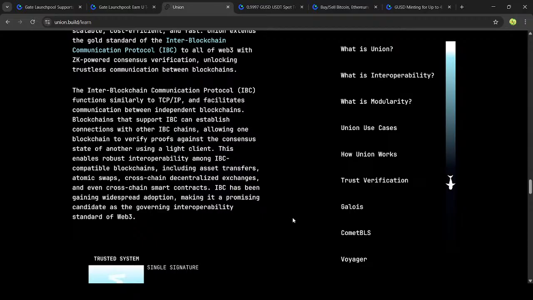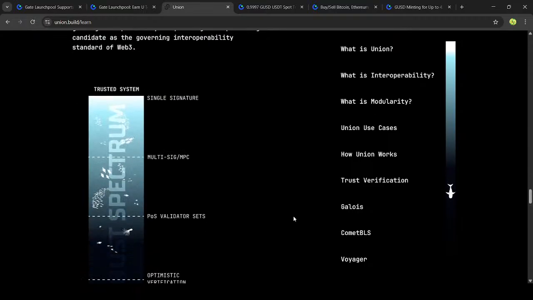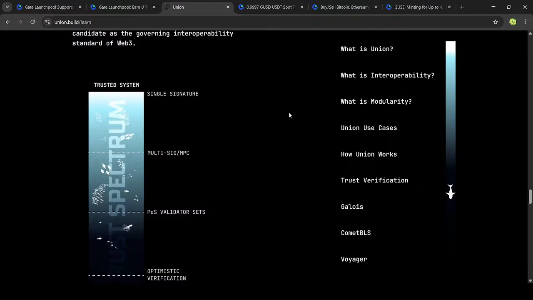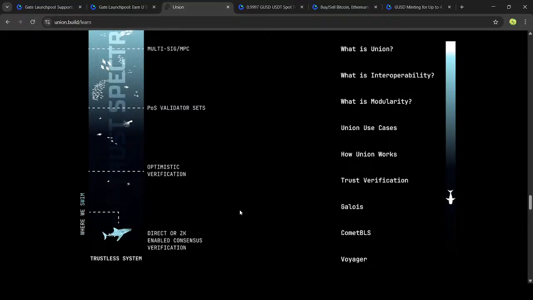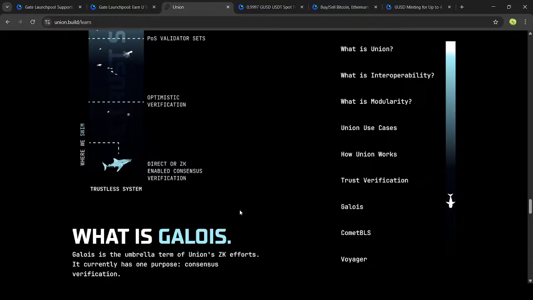This enables interoperability among IBC-compatible blockchains, including asset transfers, atomic swaps, cross-chain decentralized exchange, and even cross-chain smart contracts. IBC's wide adoption makes it a promising candidate as the governing interoperability standard of Web3. So trusted systems like multisig and MPC, and optimistic verification, versus trustless systems directly enabled by ZK consensus verification.